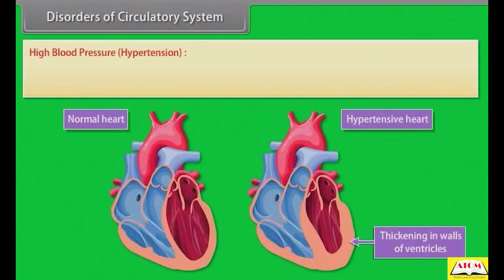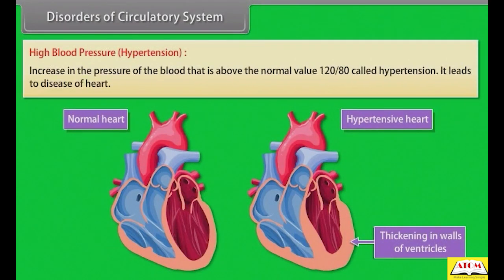Disorders of the circulatory system. High blood pressure or hypertension. An increase in the pressure of the blood that is above the normal value, 120/80, is called hypertension. It leads to disease of the heart.